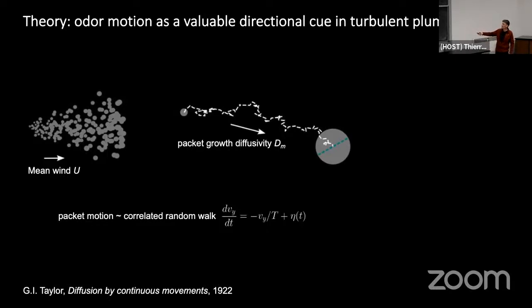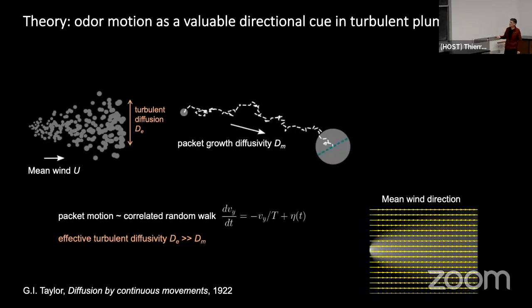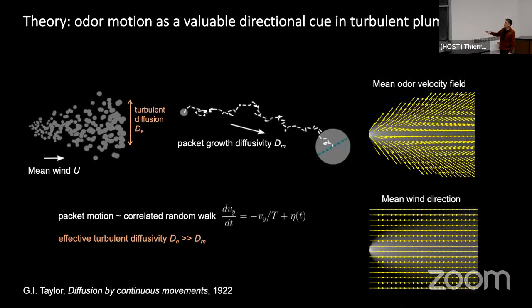So there's molecular diffusion, D_m, but there's turbulent diffusion due to this correlated random walk. And this turbulent diffusivity is much larger than the molecular diffusion, which leads to this dispersion perpendicular to the main motion of the packet. And if you look at this type of simulation, the mean wind direction is still always pointing from left to right, but the mean odor velocity field is pointing at an angle away from the center line. So this suggests that this odor velocity field is providing extra information that's not present in the velocity field, information about where the center line of the plume is.